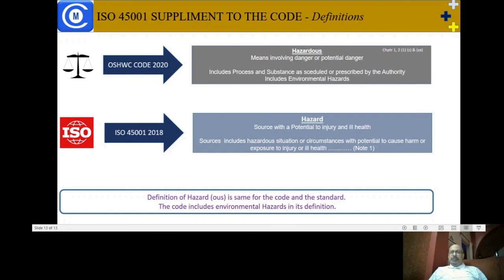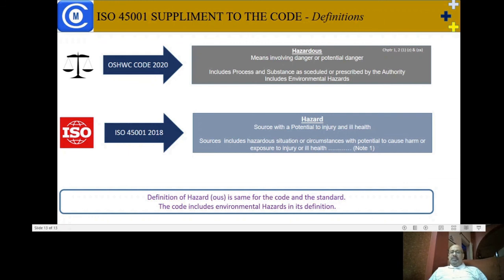Now in ISO 45001:2018, if we look into it, we will find the definition is quite simple. Source, it could be anything. It could be a process, it could be a substance, it could be anything. Source with a potential to cause injury and ill health. Source includes hazardous situation or circumstances with potential to cause harm or exposure to injury or ill health. So the definition of hazard or hazardous identified in the code is the same as in the standard.